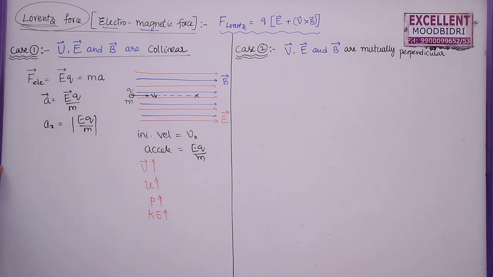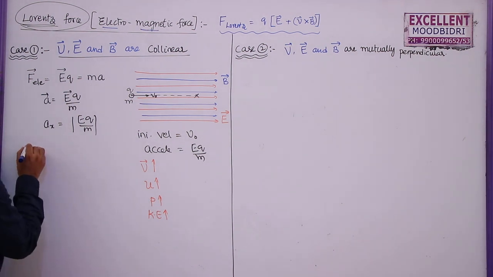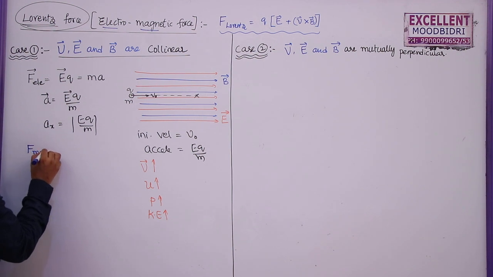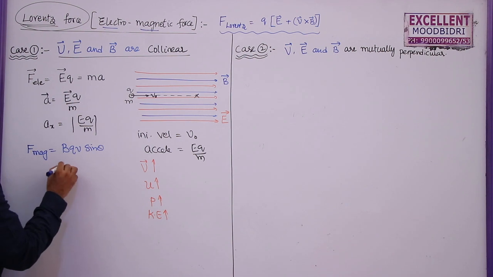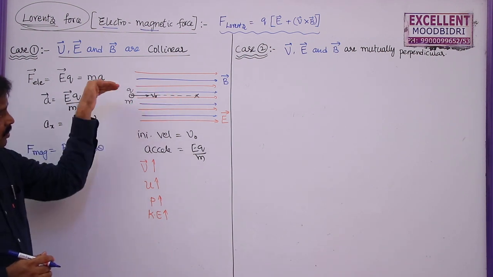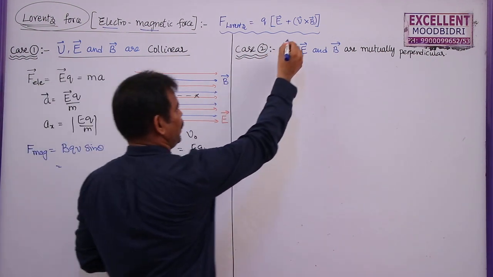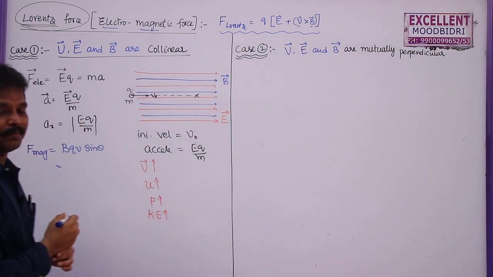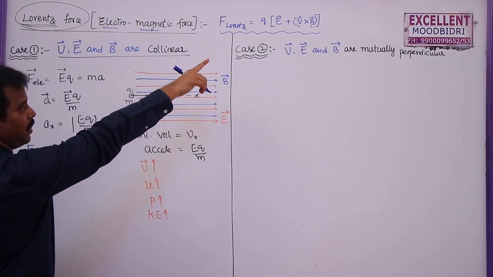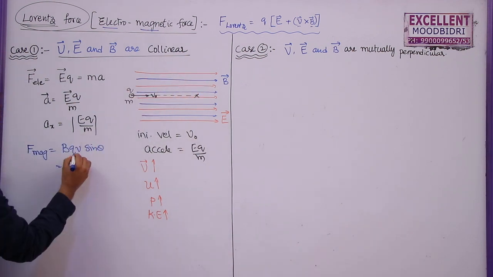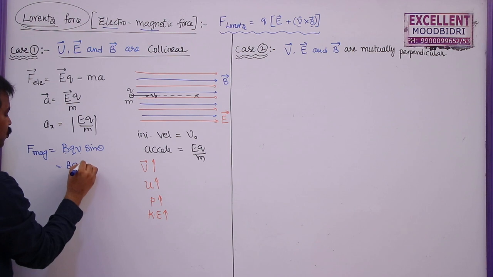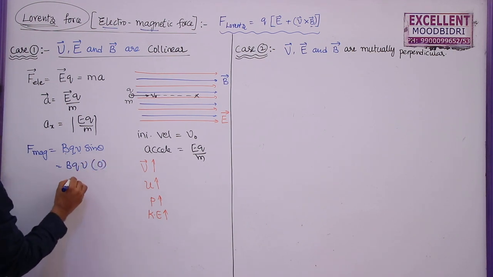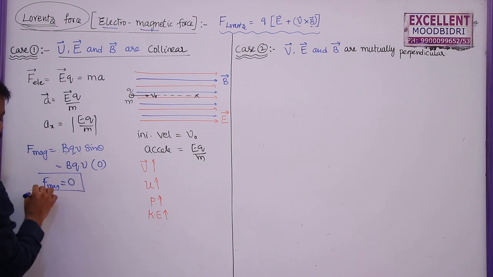But what about the magnetic force here? The magnetic force is given by BqV sin theta is the formula. The velocity and the magnetic field are parallel to each other. If they are parallel, sin 0 will become 0. So BqV sin 0 is 0. So the particle will not experience any magnetic force.